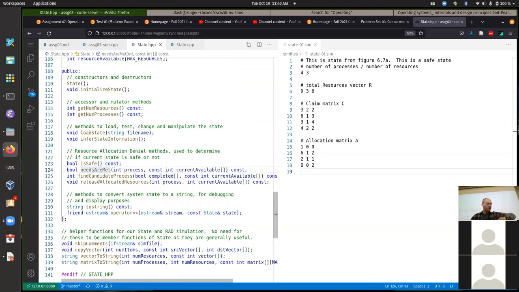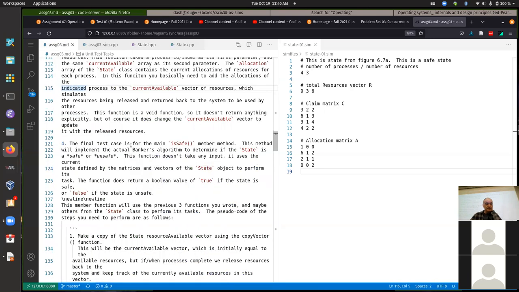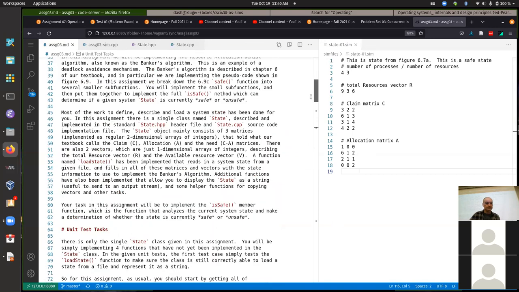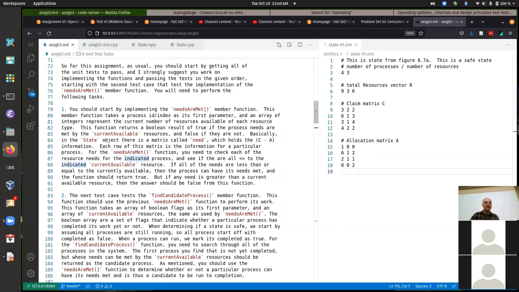Okay. Let's look at the tasks then. Task one is to implement the needs are met function. So I described it briefly already. Basically, this function passes in a particular process number, a process ID, and you return a Boolean result, either true or false.